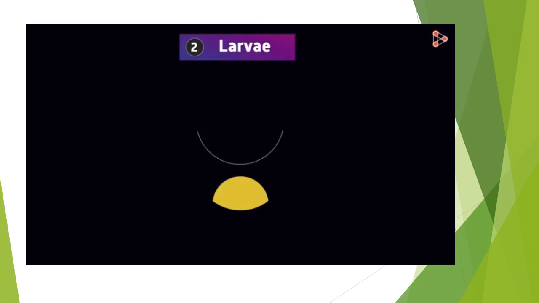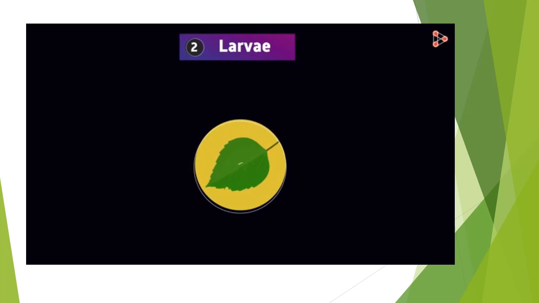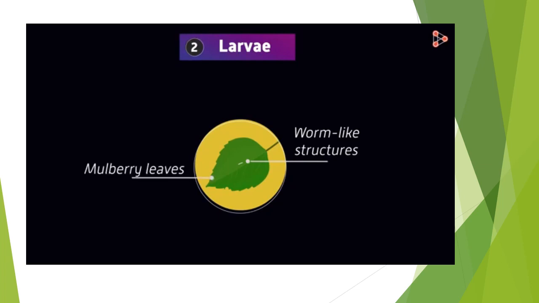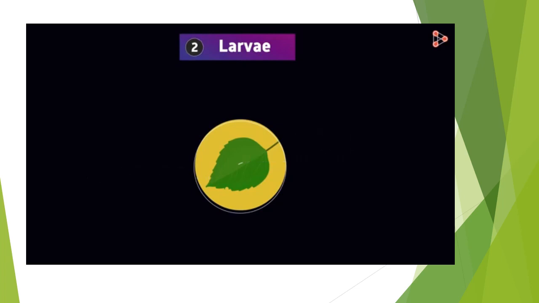The next stage is where the eggs develop into larvae. Larvae are forms that appear somewhat like this. Yes, the worm-like structures. The larvae grow in size by feeding on the mulberry leaves. So the growth in these is gradual. The growth stages of these larvae are also given a scientific name. The stages are called instars.